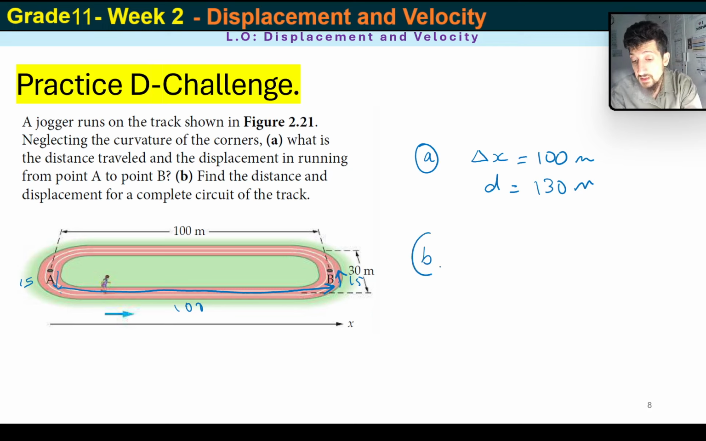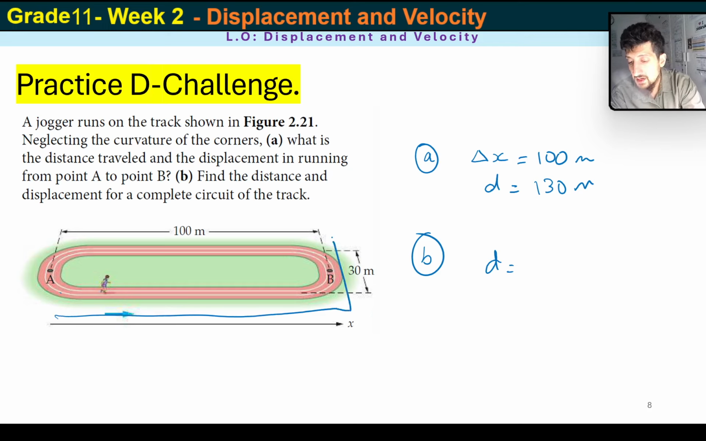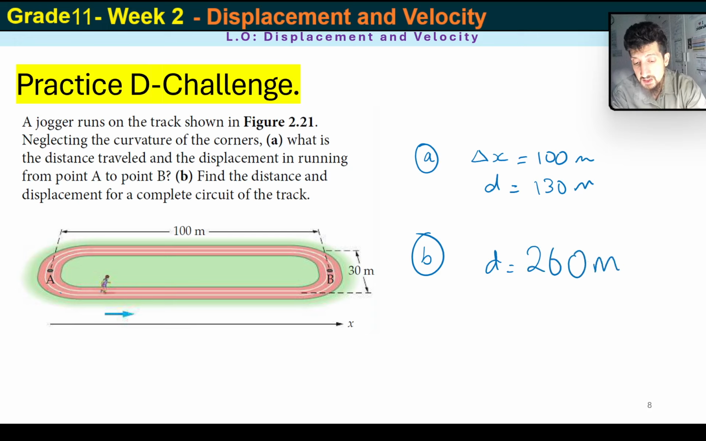Okay, what about part B? Let's go to part B and find out what they want. Find the distance and the displacement for a complete circuit of the track. So if they start at point A and then they finish up at point A, so they do a complete circuit, they go around one time around the whole track. What's going to be the distance? What's going to be the displacement? Well, the distance is quite easy. The distance is going to be 100 this way, 30 meters that way, 100 that way, and 30 meters down. So if you're good at maths, you should figure out that that's about 260 meters.